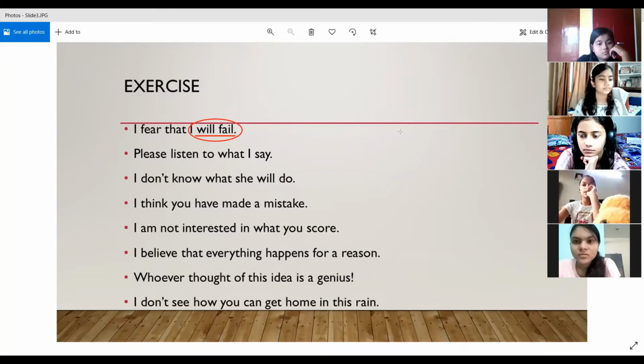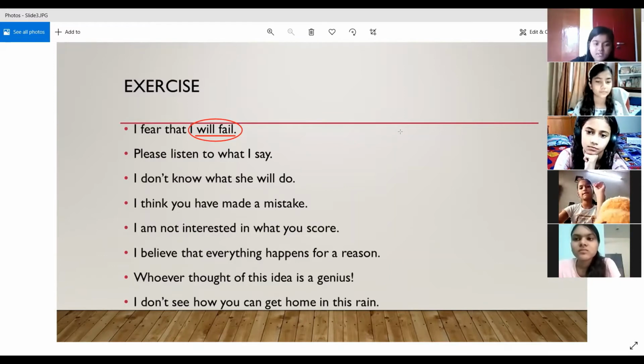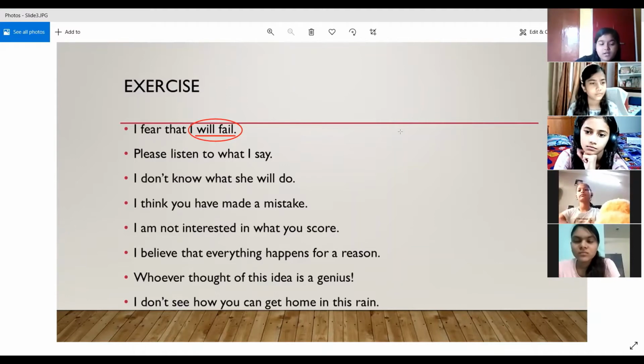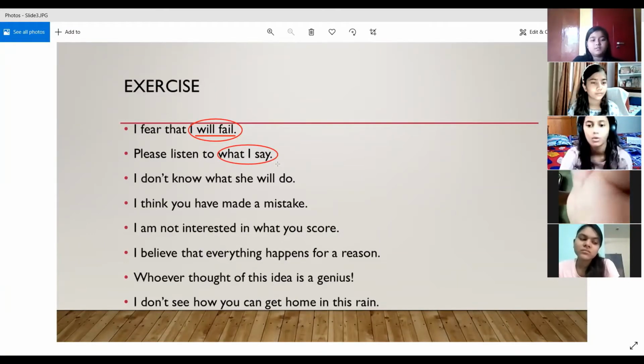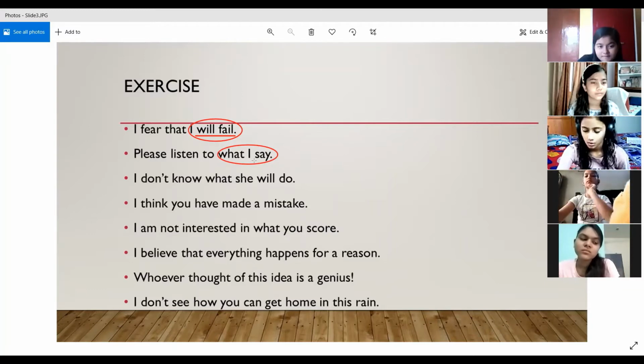Welcome. Yes, Neha. Good morning, teachers. Good morning. Sir, in the second one, what I say will be the clause, because when we ask the question, what do you have to listen to? The answer is what I say, acting as a noun. Now tell me the verb present. Sir, say. Yes. Say is the verb, so it is acting as a noun clause. All right. Thank you, sir. Welcome.